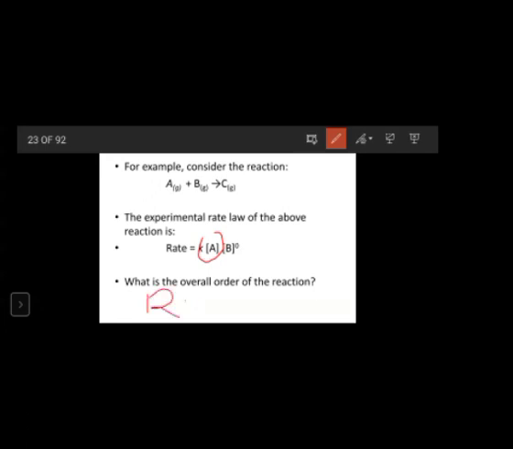Rate equal K into A raised to power one. You can leave B, B raised to power zero. Anything raised to power zero is equal to one. So you can write it like this, or you can write it like this. Anyone. If you write the first one, you're correct. If you write the second one, you're correct, because B is raised to power zero, so it becomes one. You use one to multiply K into A, it's the same thing. So get that very clear. But when you do not see anything written there, assume that it is one.